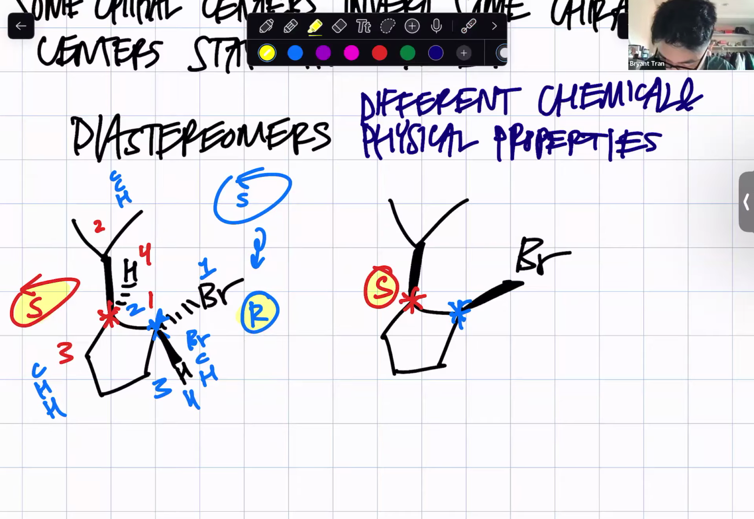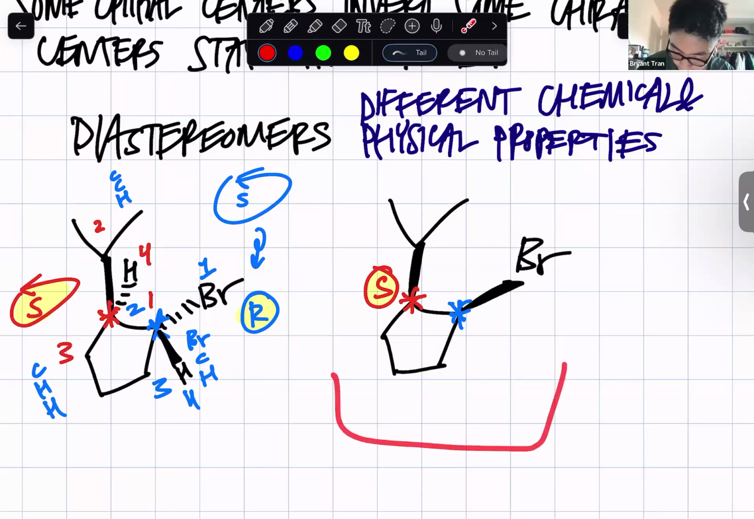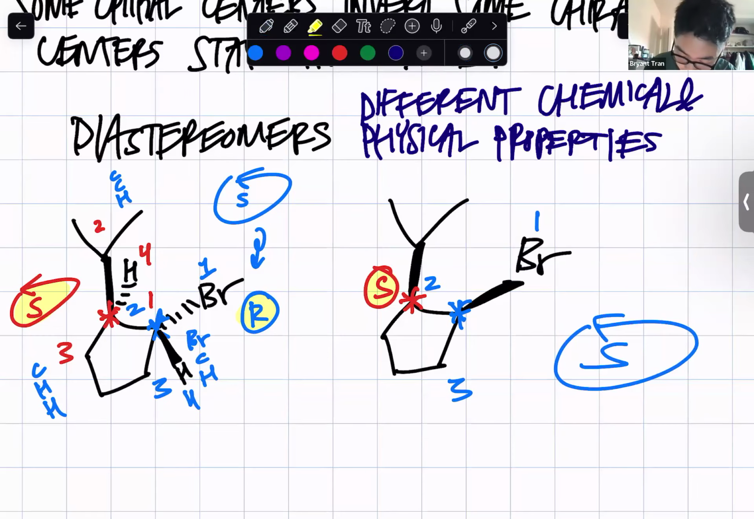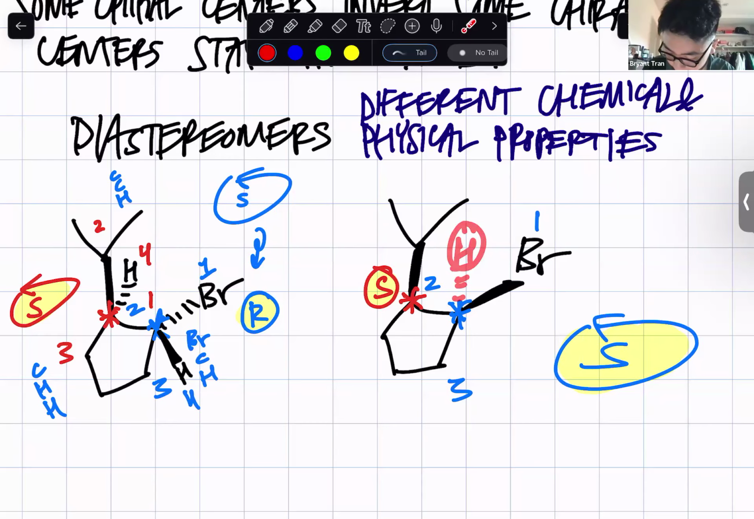We already know that on the right side, the red chiral center is an S. Let's assign R/S for this chiral center here, where this is one, this is two, this is three. We go this way, S, and it will stay as an S. We do not have to invert it because the lowest priority group here, hydrogen, is already on the backside, the dash. So it will stay as an S.